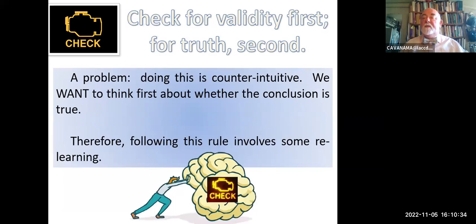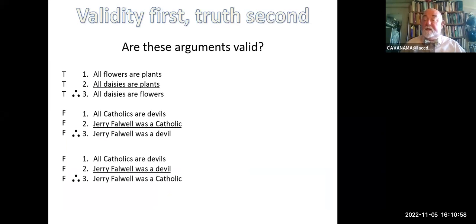Necessity. The problem with this is it's counterintuitive. We want to think first about whether the conclusion is true. You look at a syllogism and you say, is that conclusion true or false? And the thing to do is to discipline yourself to step back. So you've got to work on making your check engine light come on. It doesn't come on automatically until you train yourself to do this. This involves some relearning.